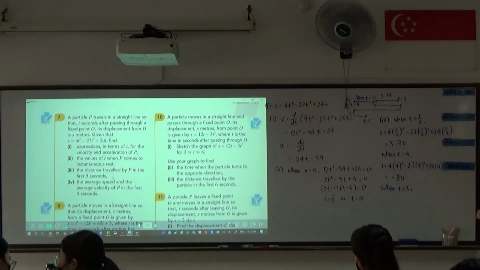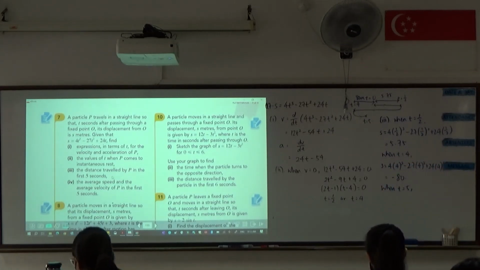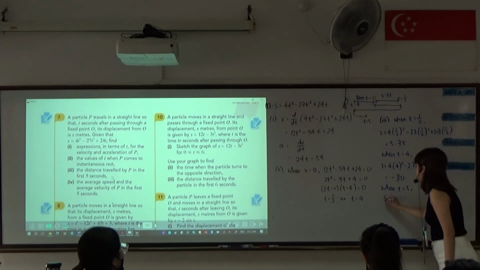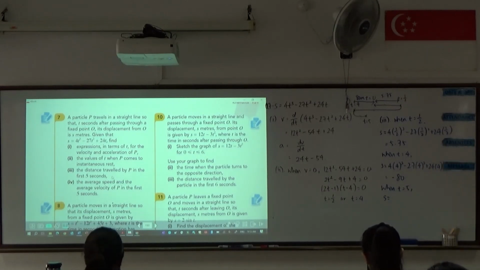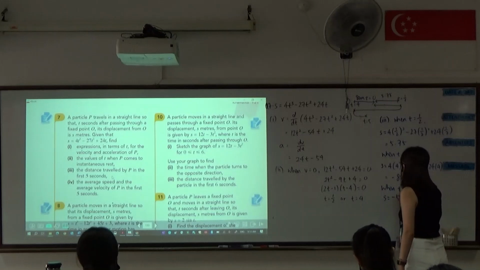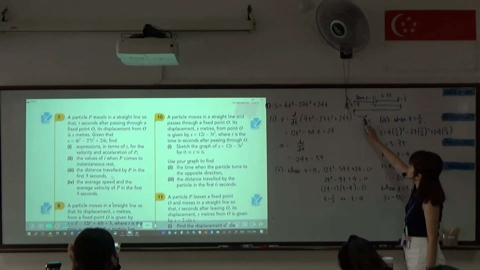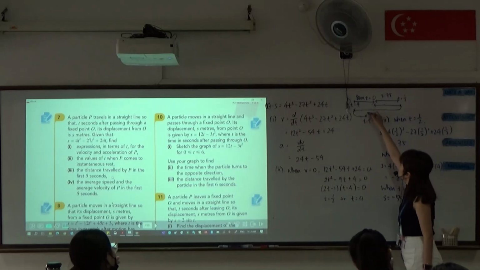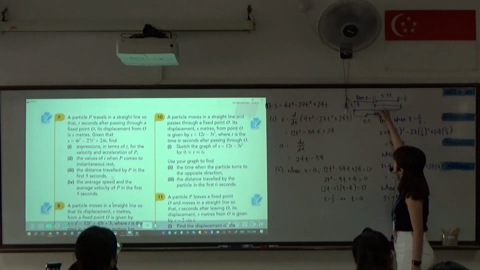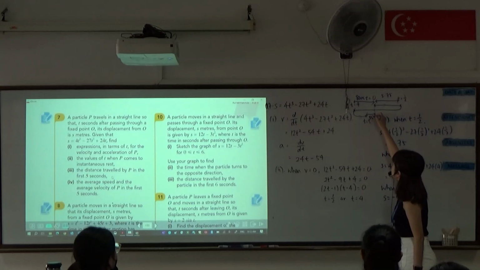And then finally, the other timeline that we have to look at is t equals 5. Doing the same thing, we will get s equals negative 55. Which means that t equals 5 is when the particle is on the left of O. So this displacement is equals to 55 meters.